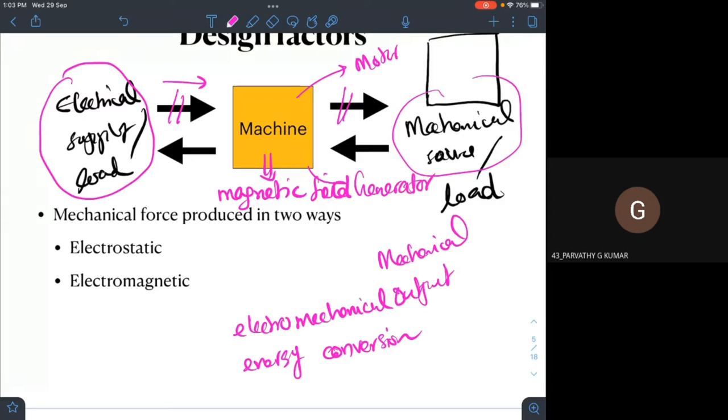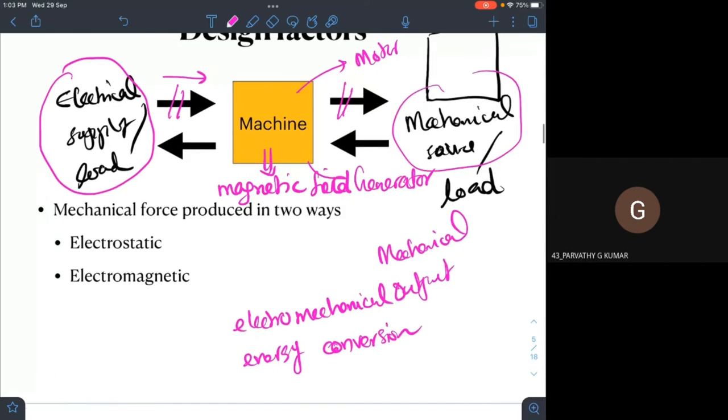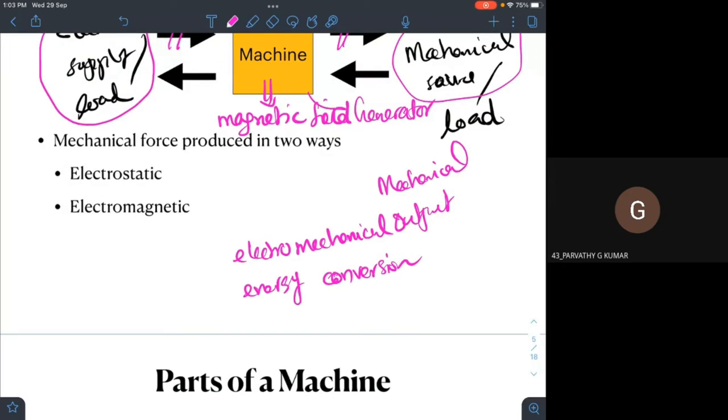In transformer, there is a difference. In transformer, we don't have an electromechanical energy conversion. Instead, we are having a transference of energy in electrical terms only. The input also is electrical energy, output also is electrical energy, but in between we have a magnetic medium so that we can transfer energy by varying voltage and current, right? So that is what is happening in the transformer. And this is quite interesting.